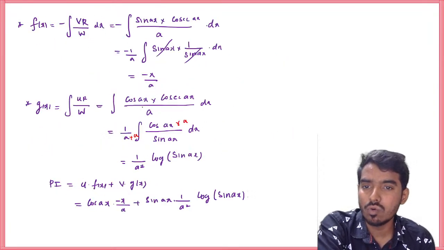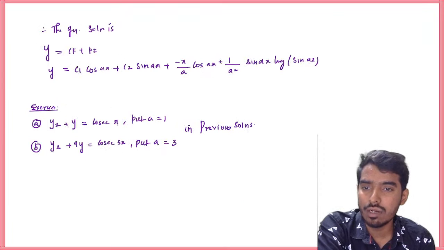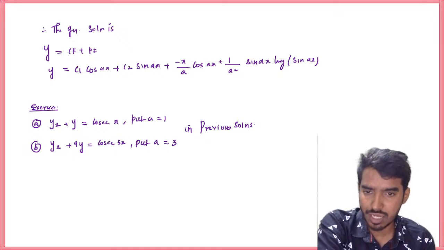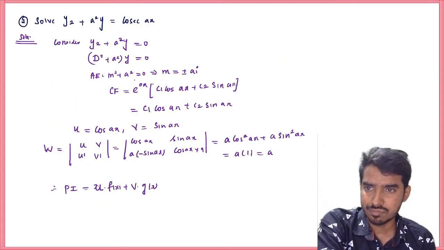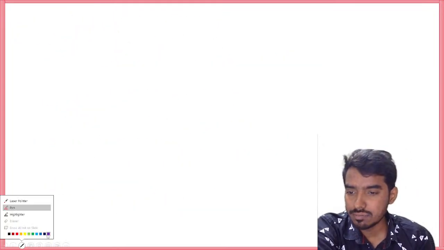You put a is equal to 1 here. Here you put a is equal to 1. You will have the solution for this problem, right? C1 cos x plus C2 sin x minus x cos x plus sin x log sin x. That will be a solution for this problem. Put a is equal to 3. That will be a solution for this problem, right? Yes. So we'll move on to the third problem.